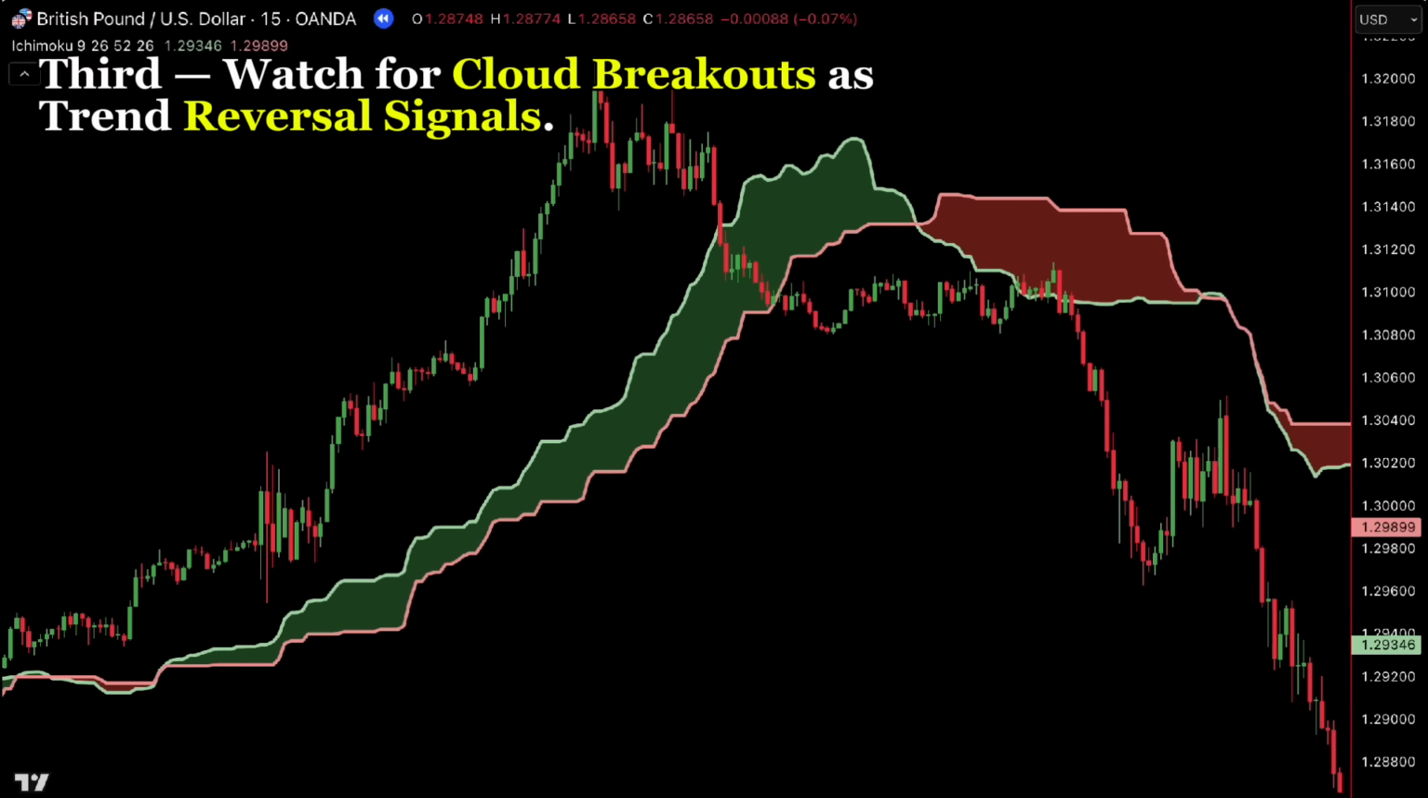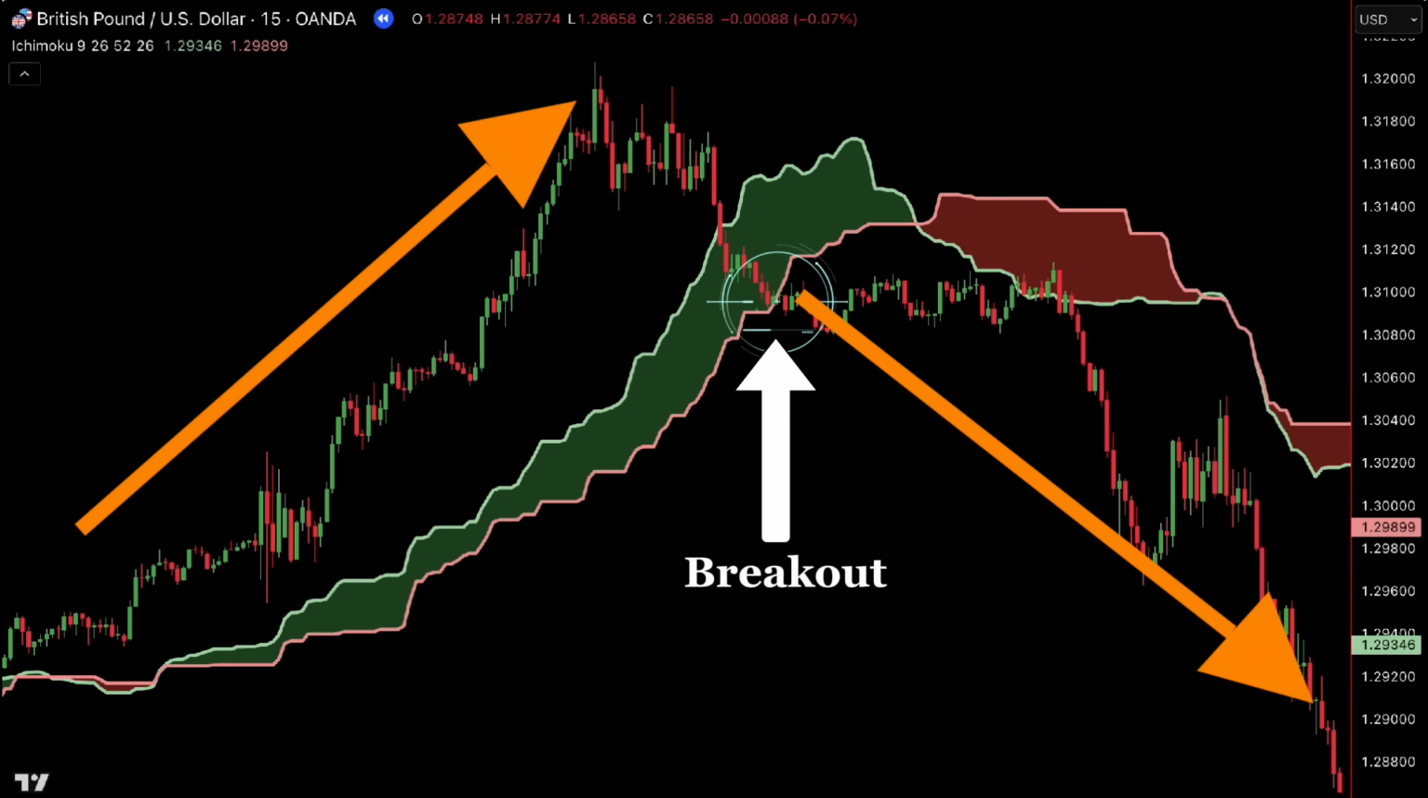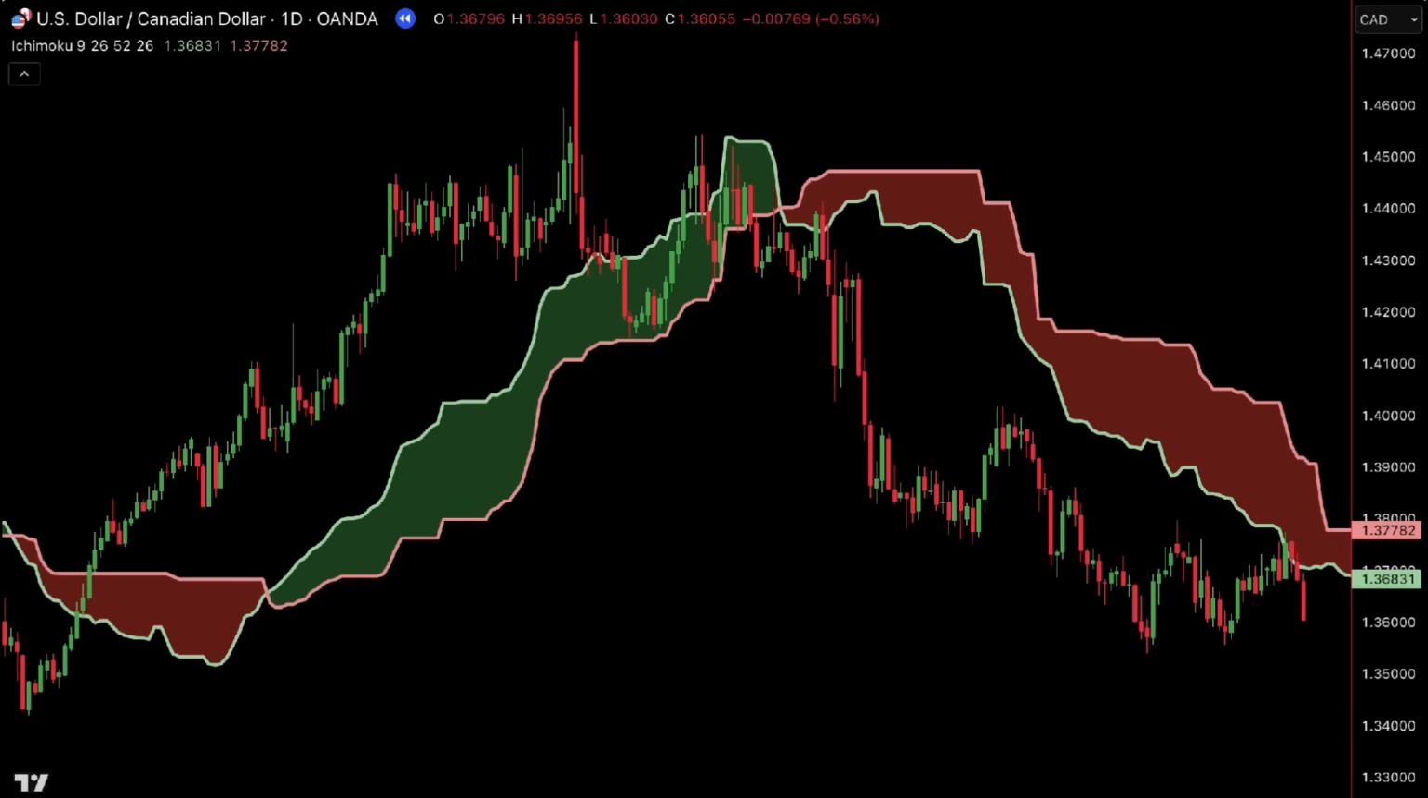Third, watch for cloud breakouts as trend reversal signals. When price breaks through the cloud, it can confirm a potential trend change. In an uptrend, price is comfortably above the cloud, trend is bullish. But once it breaks below the cloud, that's a major red flag. It often signals the transition from an uptrend into a downtrend. Let me show you a chart example.